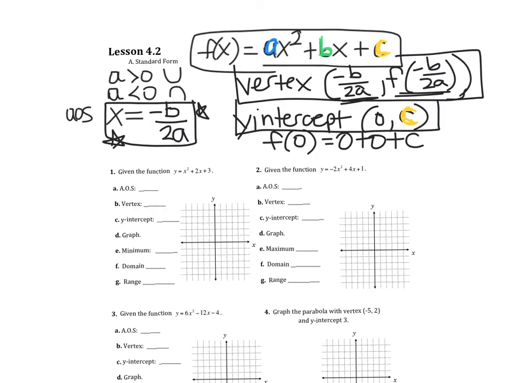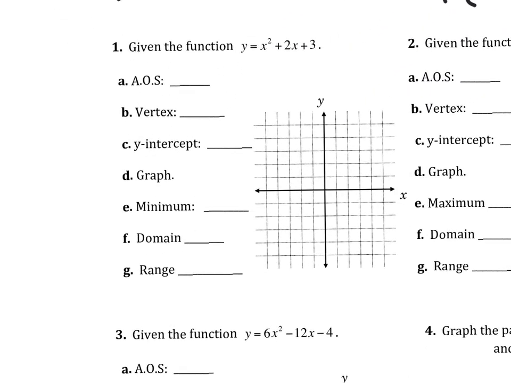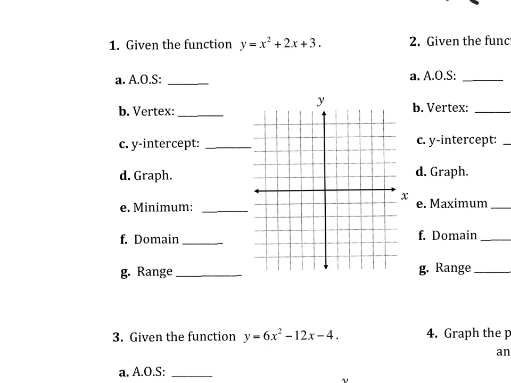Okay? All right, so now you have all the tools that you need. And so let's go ahead and start a problem. So number 1, given the function y equals x squared plus 2x plus 3, we're going to find all of these things. The first thing we're going to find is the axis of symmetry. So let's start by doing our formula. X equals negative b over 2 times a. A is the coefficient in front of x squared, and there's no number there. It's automatically a 1. So we get negative 2 over positive 2. So our axis of symmetry will be x equals negative 1.